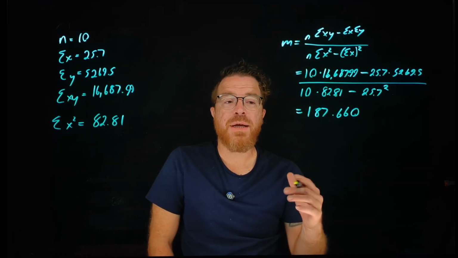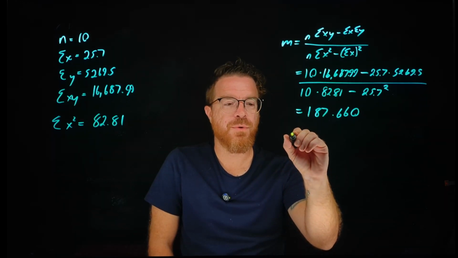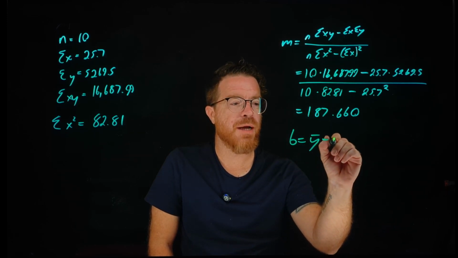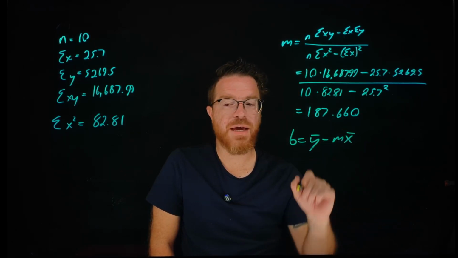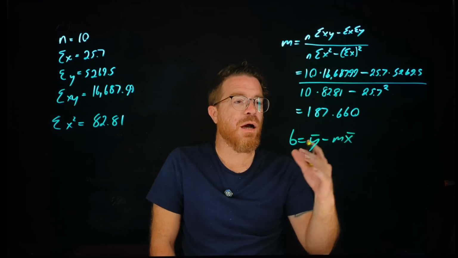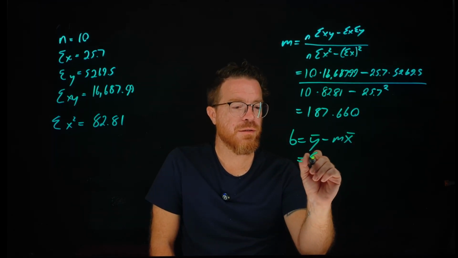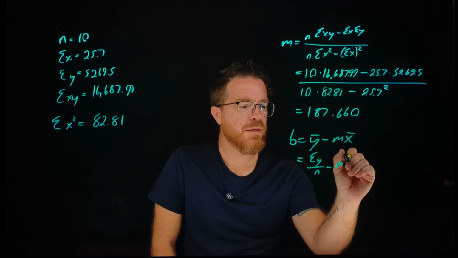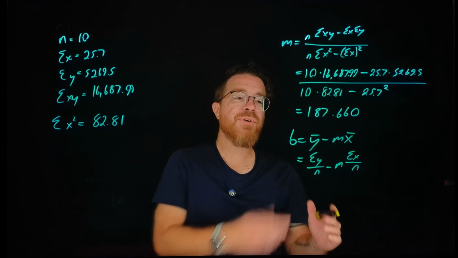Next, we're going to find our y-intercept, which is b, equal to the mean of y minus m times the mean of x. In this case, we're going to be using the sum of y over n minus m times the sum of our x's over n. Well, we just figured out what m was.